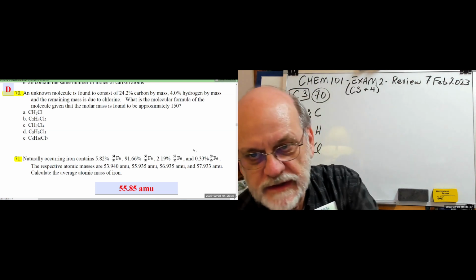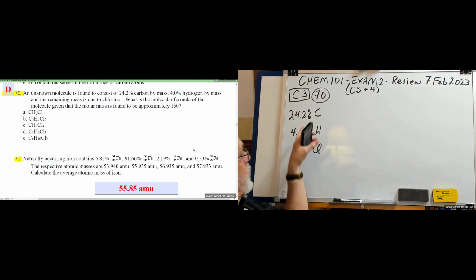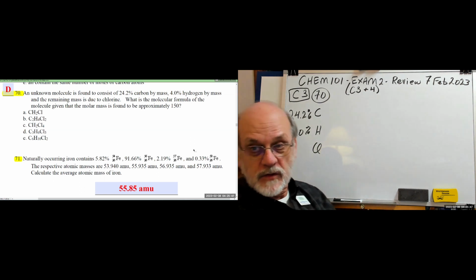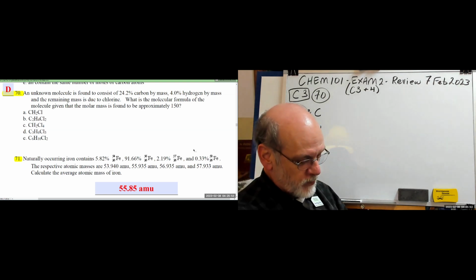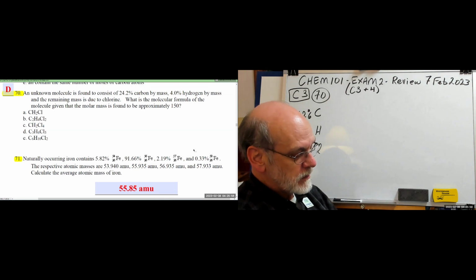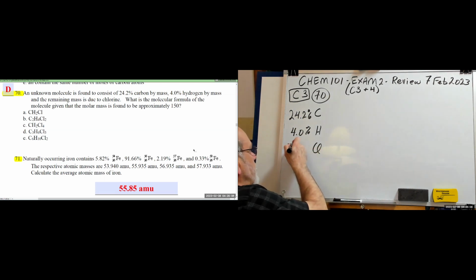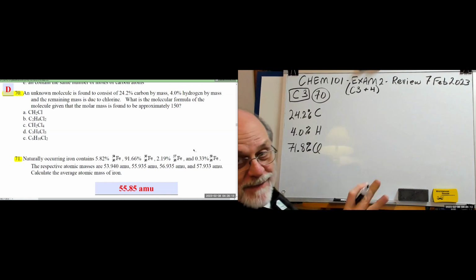How do we know how much chlorine is? Well, 100% is the total. So if carbon and hydrogen make up this much, chlorine will be the rest. So we just add those two together and subtract them from the 100. Let's say 24.2 and 4. So that's 28.2, and we subtract that from 100. 71.8. And this is by mass.